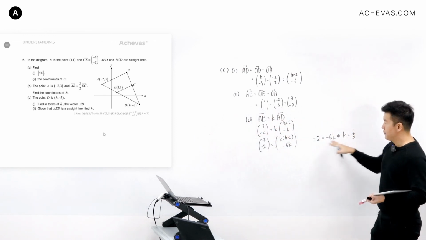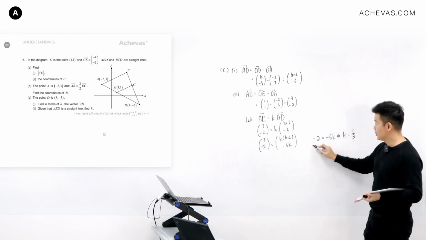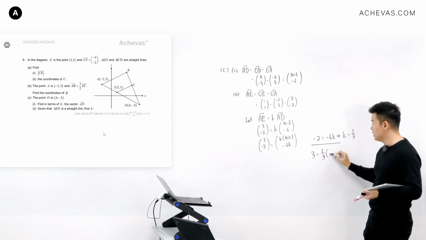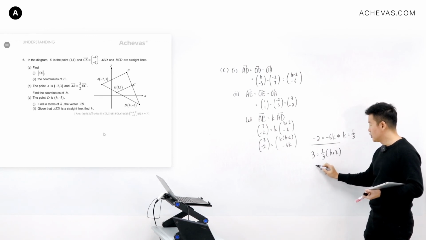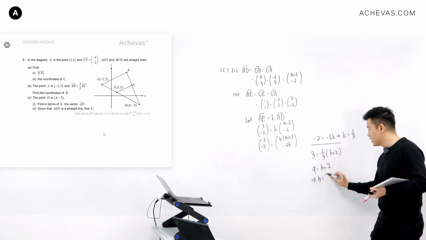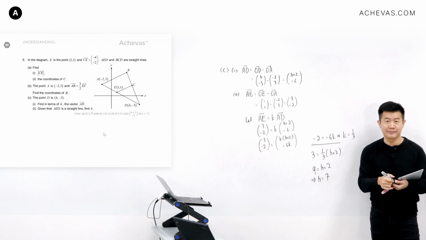So we have found k. I'm now going to find h. Using the first row, 3 is equal to 1/3 times (h + 2). Multiplying over, I have 9 is equal to h + 2. This tells me that h is equal to 9 minus 2, so h is equal to 7.